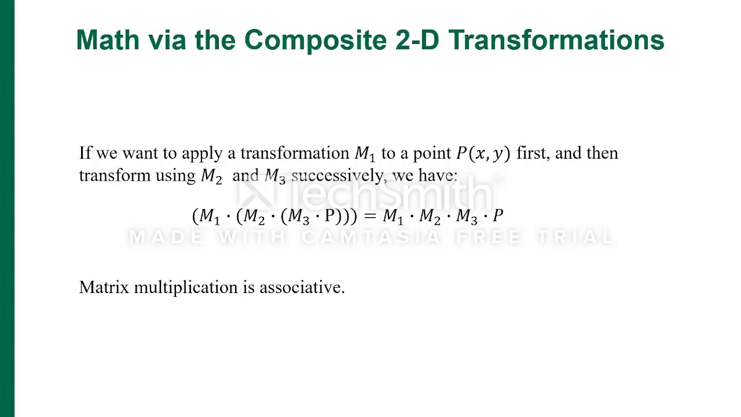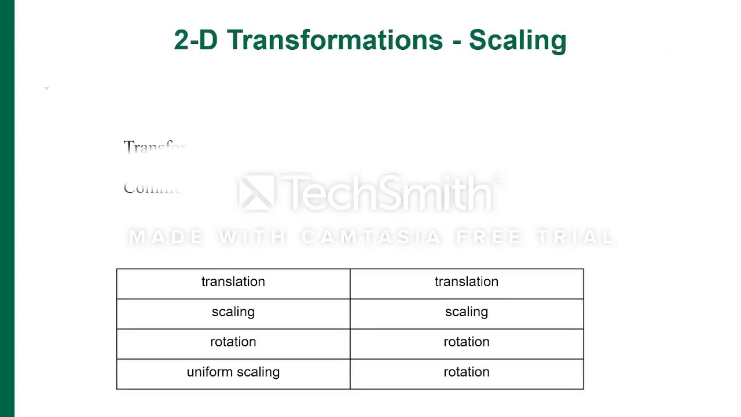If we want to apply a transformation M1 to a point P (x, y) first, and then transform using M2 and M3 successively, we have the following equations. Note that matrix multiplication is associative.